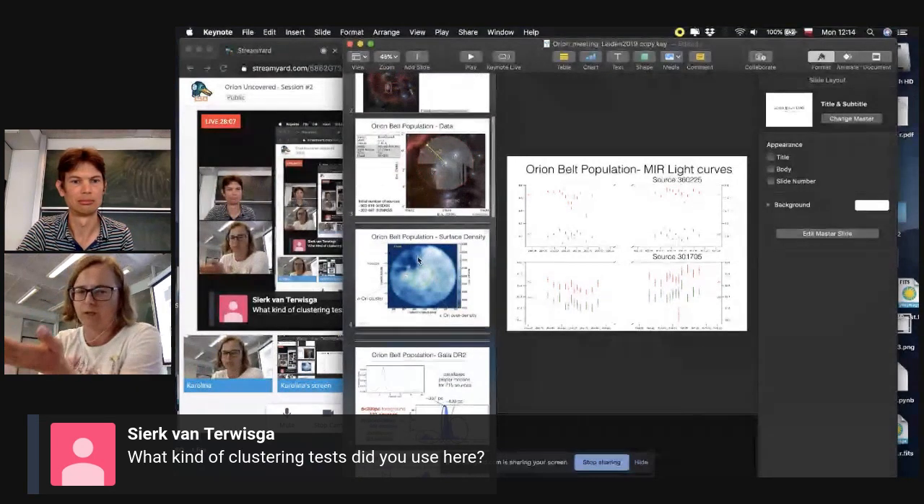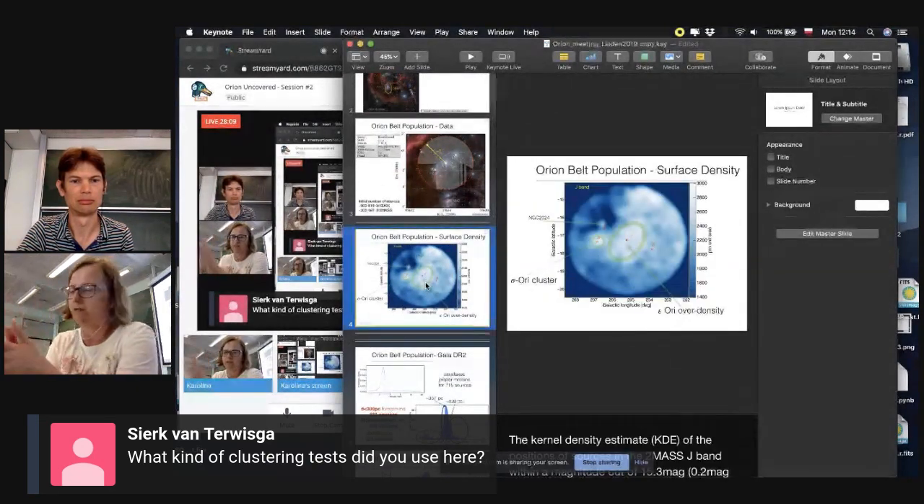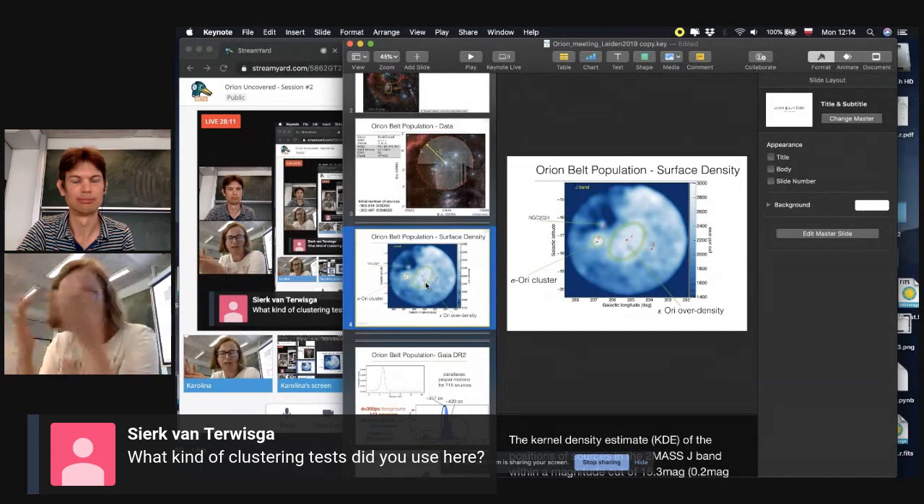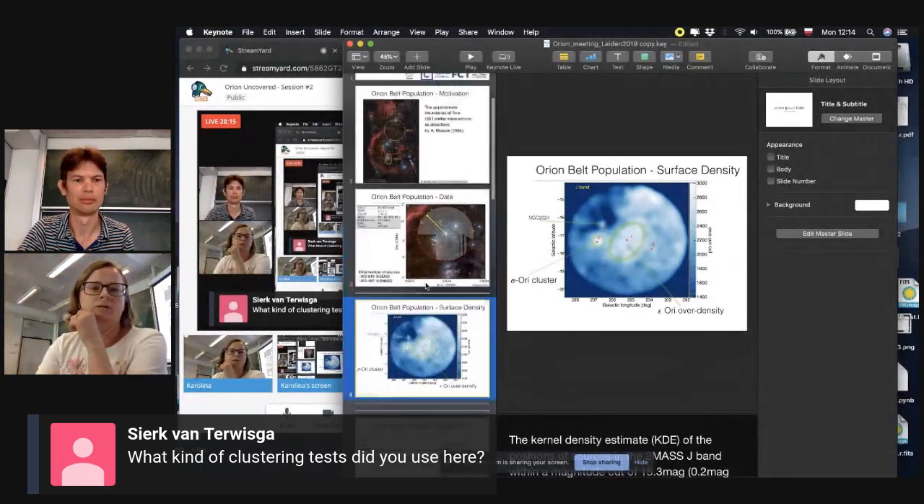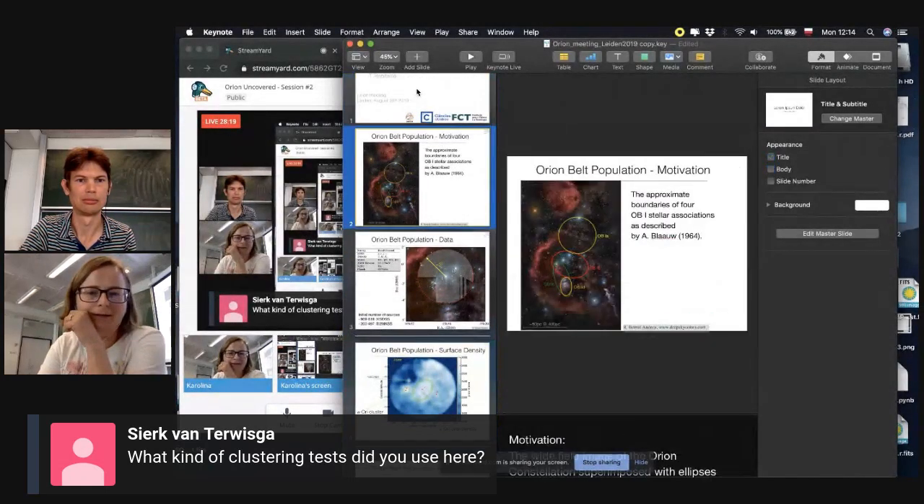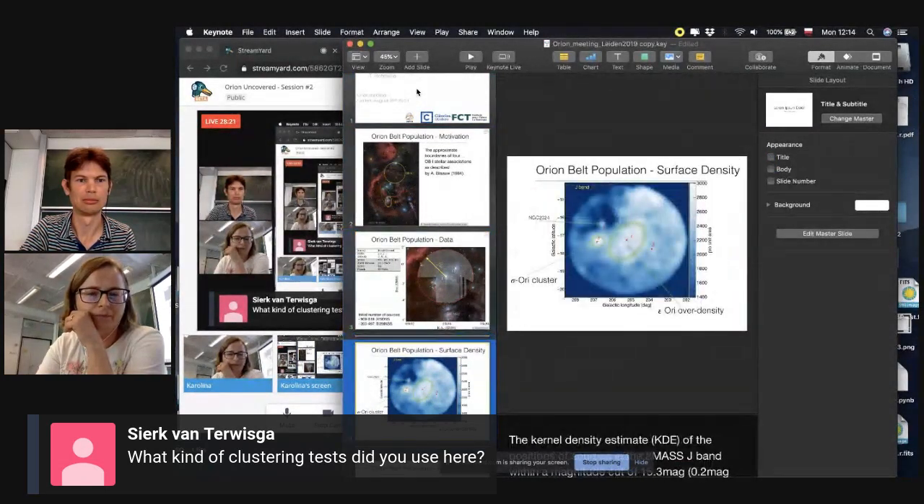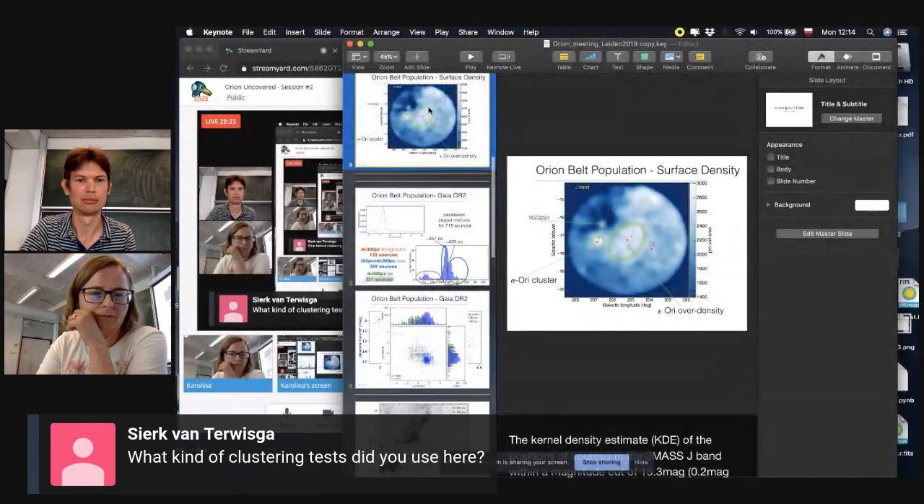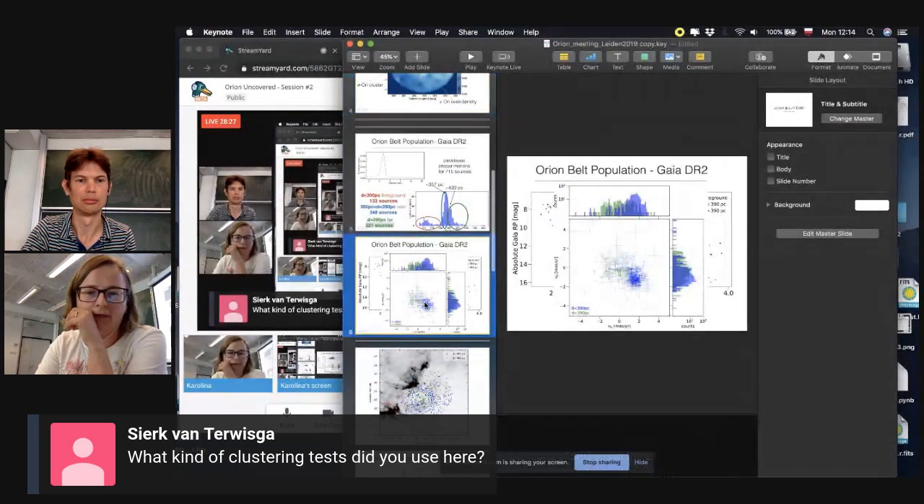So at the very beginning, you mean when we did the KDE distribution? A few slides ahead. That's not many of them. Yeah, here. Okay.